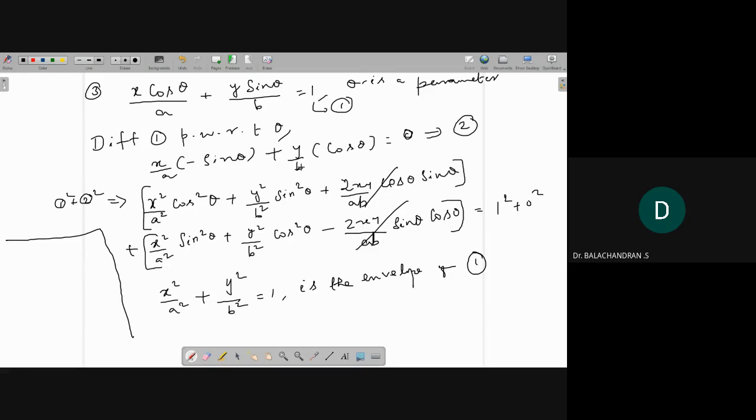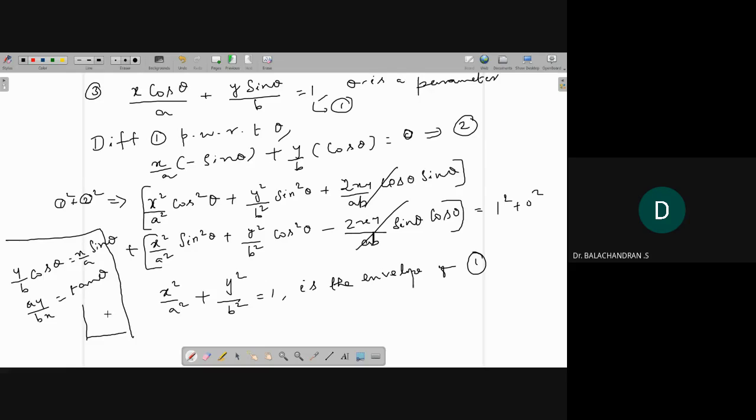Suppose you use the two equations, you can find tan theta. Actually, y by b equals sin theta and cos theta equals x by a. So sin by cos is a y divided by b x, which equals sine by cos, which is tan theta.